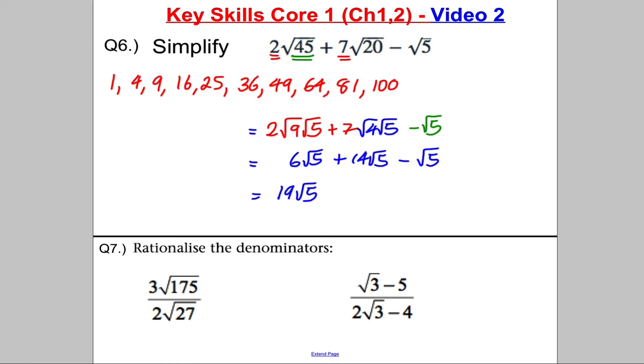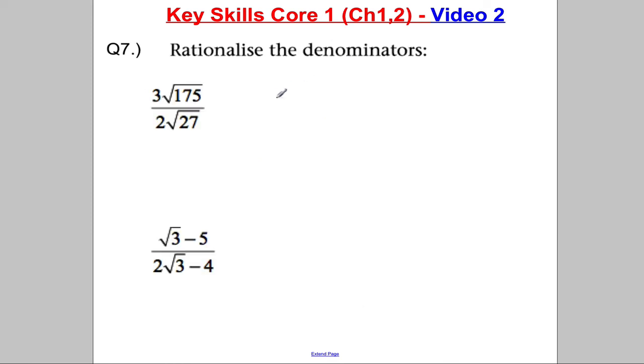And lastly, let's have a go at question 7. Rationalise the denominators. Now, for this first one, I'm going to suggest you always try and do something first. Before you launch in and multiply both sides by root 27, you're going to get a massive number here. Simplify both the surds on top and bottom if you can. So let's have a go.